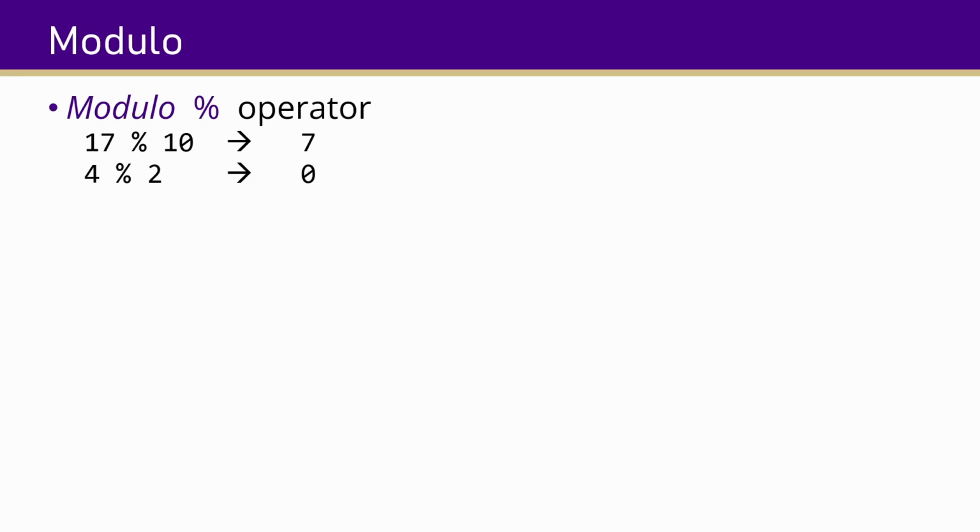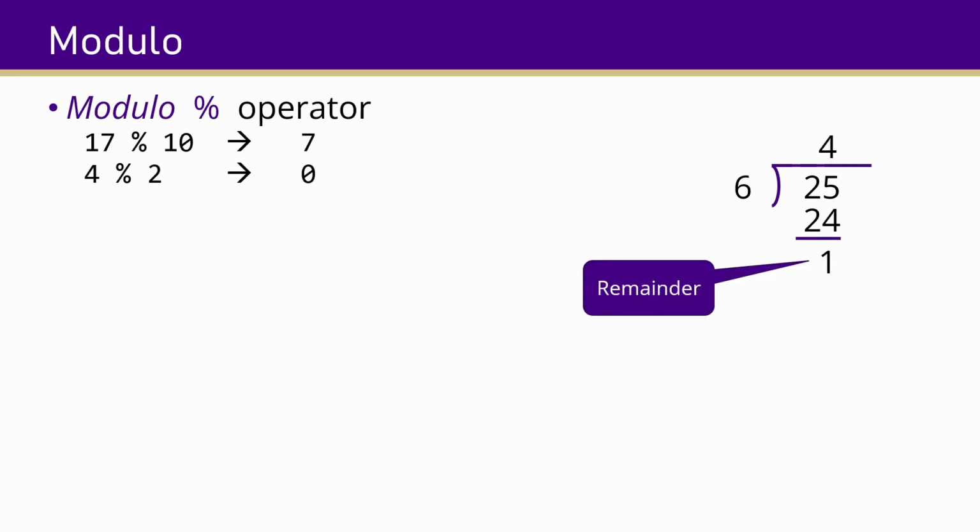To help us remember, let's consider 25 divided by 6. 6 can go into 25 4 times. And then we get a leftover of 1. This is the remainder. And at the top, we have the quotient.